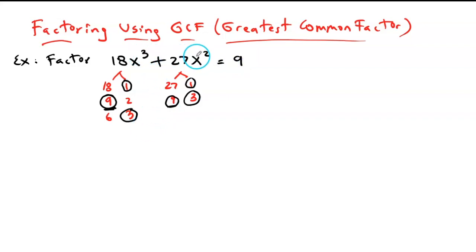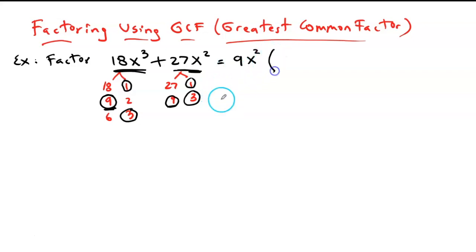Between the variables, if the variable is common, meaning it's here and it's there, right? I have 2 terms. This is my first term and the second term. They're separated by a plus. Every single term will always be separated by a plus or by a minus. I got 2 terms. X is here, x is there. Here's x cubed, here's x squared. I always use x with the lowest exponent. Between the 3 and the 2 is the 2. And this is my GCF.